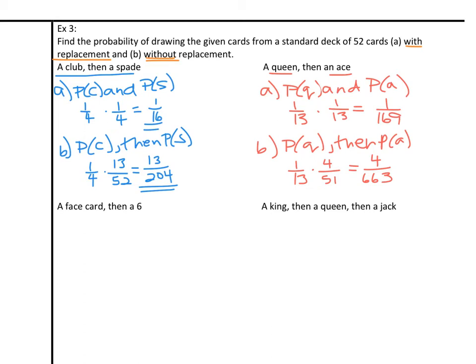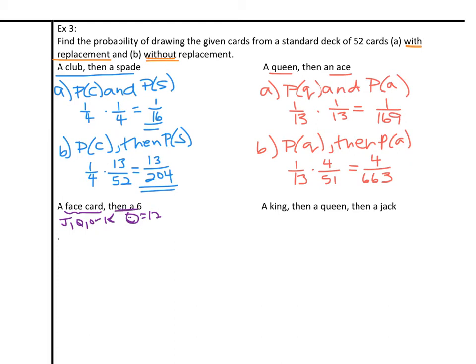Well, here's where we have to think about face cards in the deck. A face card is a jack, a queen, or a king. They all have faces on them. So there are a total of 12 face cards in a deck. And I think we talked about that before. And then we want a 6.